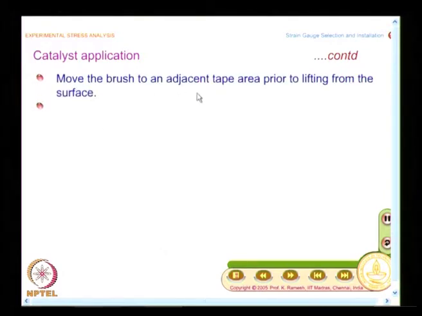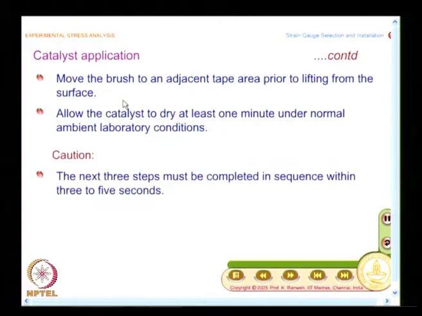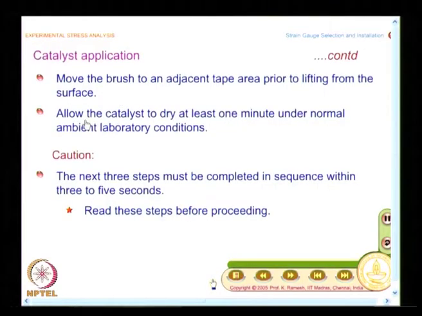Move the brush to an adjacent tape area prior to lifting from the surface. See, the idea is if you lift it earlier, a small portion may not have a catalyst, because you have ensured that the catalyst brush will have the least amount, just enough for applying on the surface. So, it asks you to go beyond that, go to the tape area and then lift it, and you should allow the catalyst to dry at least 1 minute under normal ambient laboratory conditions.